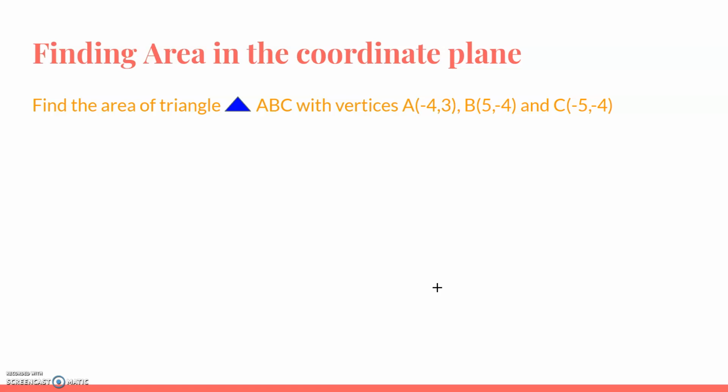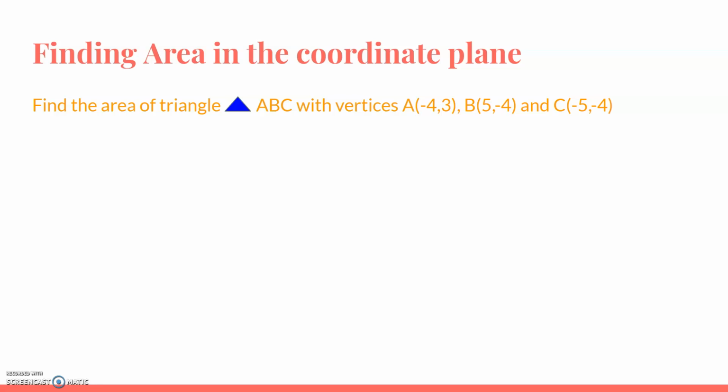Our final problem, finding the area in the coordinate plane. What you need to do is find the area of triangle ABC with vertices A (negative 4, 3), B (5, negative 4), and C (negative 5, negative 4). You just need to find the area of that triangle plotted. So plot these points on a coordinate plane and find the area of the triangle. Try your best. Look at the formulas that we've learned so far about the triangle, square, and rectangle. Use our distance formula, ruler postulates, whatever you need, and then come back for the final answer.